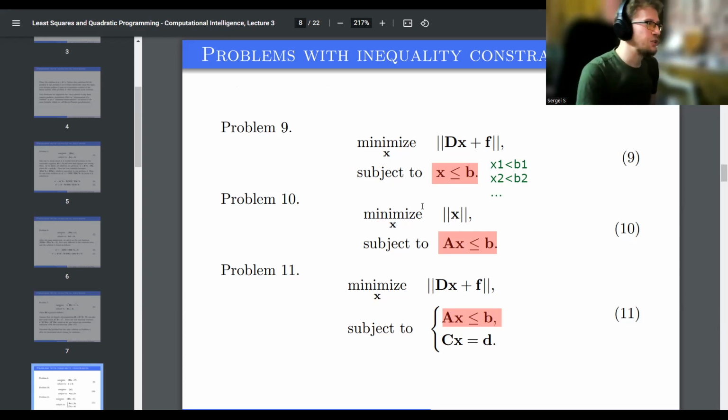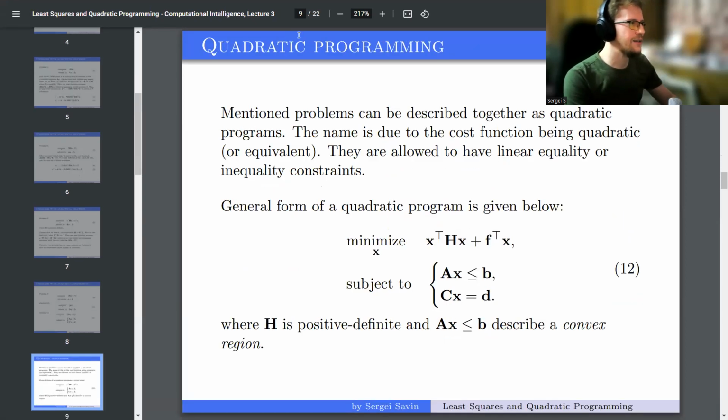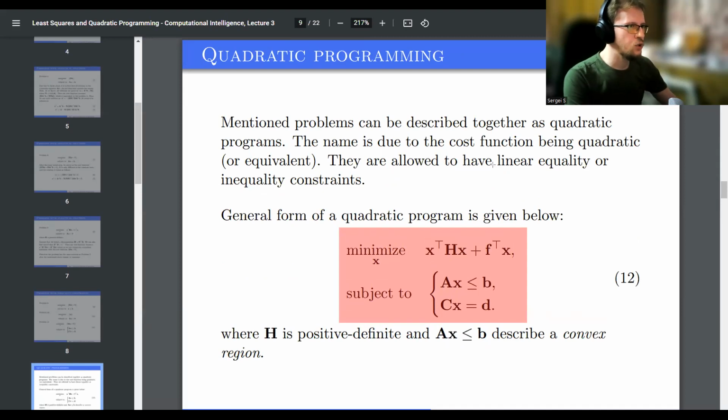Okay, so this cannot be solved with the algebraic tools, but we can solve it with convex optimization. This problem, specifically this problem here, is called a quadratic program. The reason it is quadratic is because the cost is quadratic. This component of the cost is quadratic. That's why we say quadratic program.